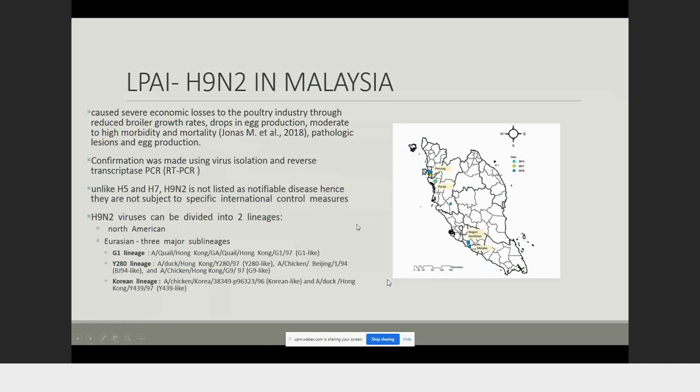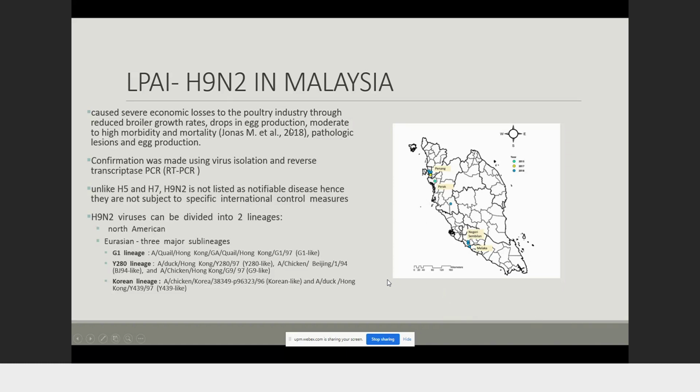What about low pathogenic avian influenza? There is one strain known as H9N2. Although this is a low pathogenic strain, it caused severe economic loss to the poultry industry in Malaysia. And these are the sites that have experienced outbreaks of H9N2 low pathogenic avian influenza infections, concentrated on the West Coast of Malaysia.